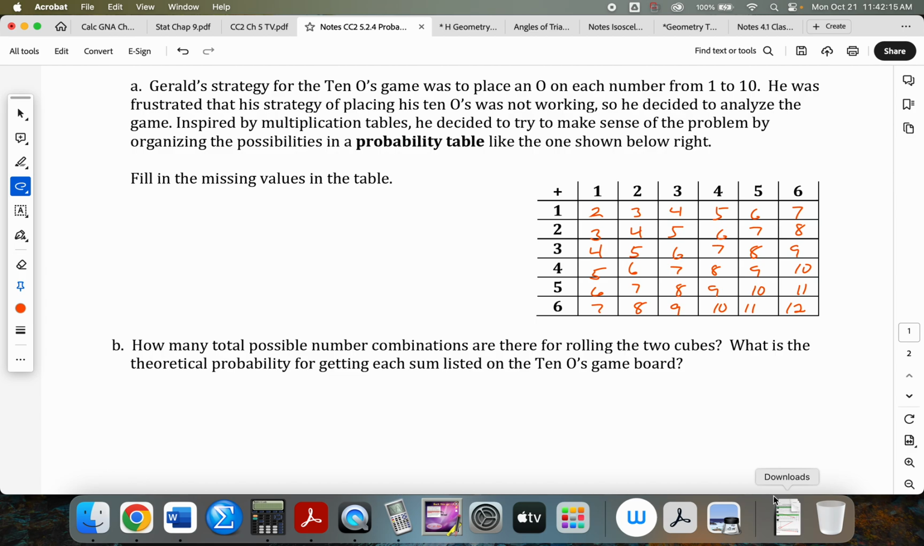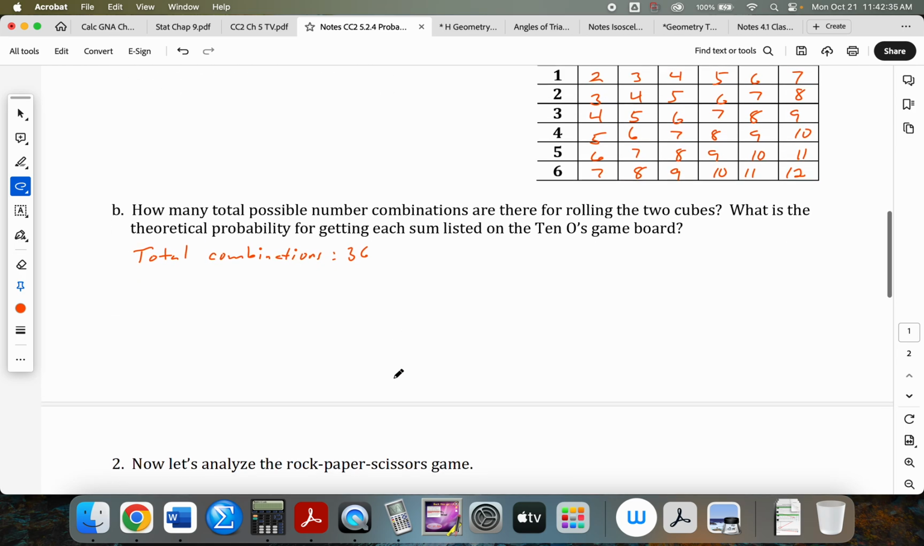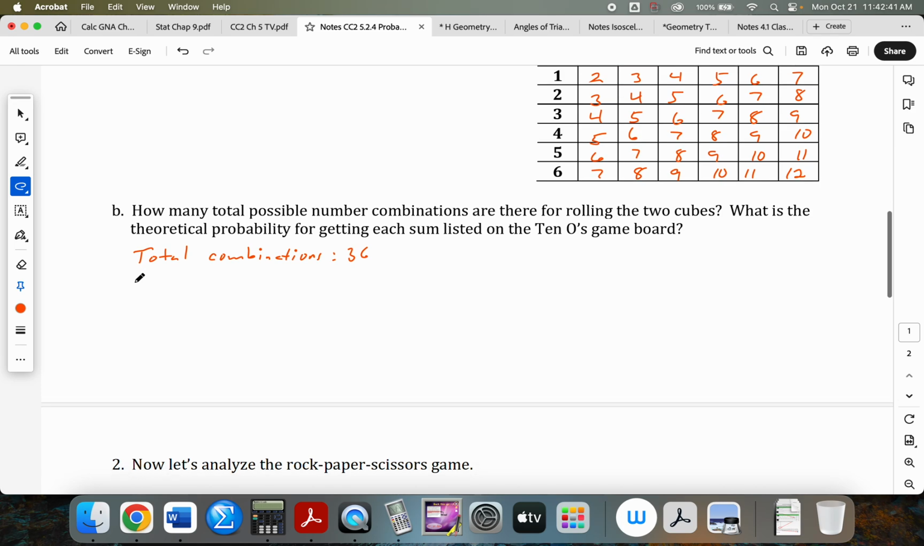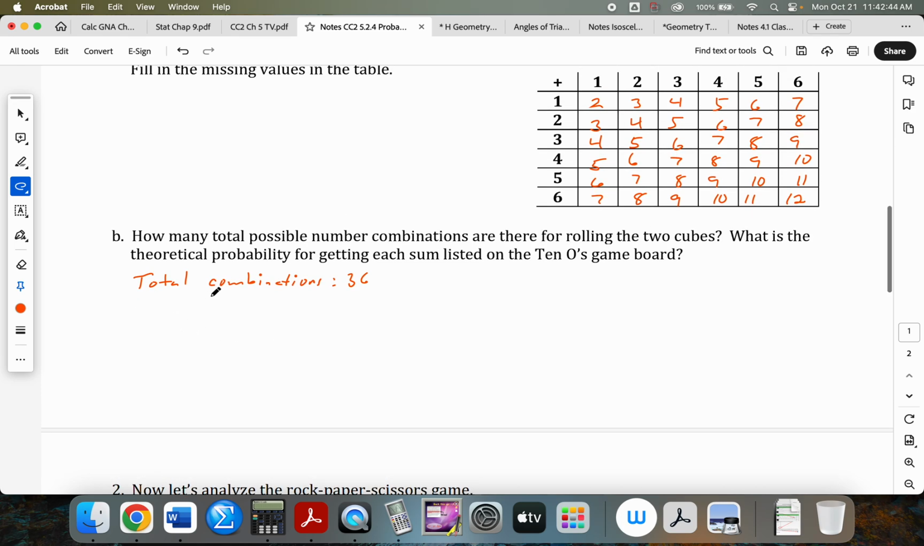So how many total combinations do we have here? 36 total combinations. So if we look at the 10 O's board, what was the first thing? 1? What's the probability of getting 1? 0. Since he chose 1 to 10, he was never, ever going to win, was he? Had no hope.